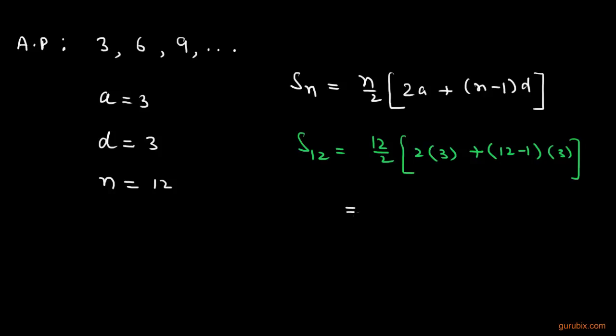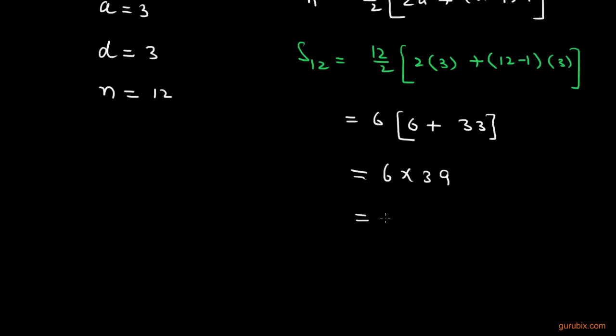Now we shall calculate this value. If we divide 12 by 2, we get 6, and 2 into 3 means 6, and 12 minus 1 equals 11. 11 into 3 equals 33. So this is 6 into 39, and if we multiply 6 with 39 we get 234. So the sum of 12 terms is equal to 234.